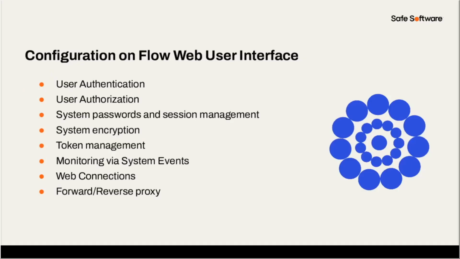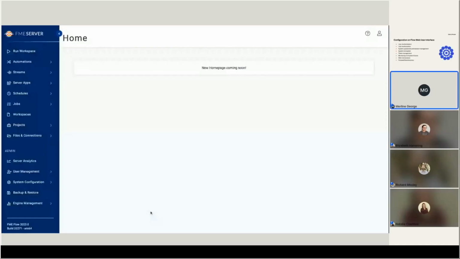We'll be going over user authentication, user authorization, system passwords and session management, encryption, token management, system events, web connection, and forward and reverse proxy. Okay, so let's begin with user authentication. FME Flow supports both user and token-based authentication that is configured via the web UI or programmatically using the REST API respectively. We'll be going over token management in a bit, but let's look at user-based authentication.